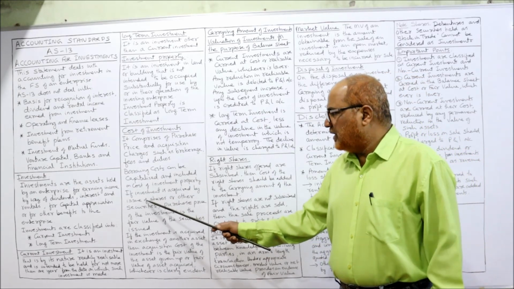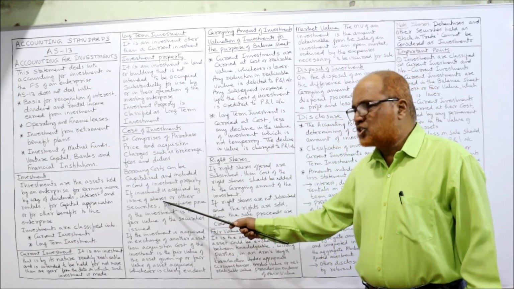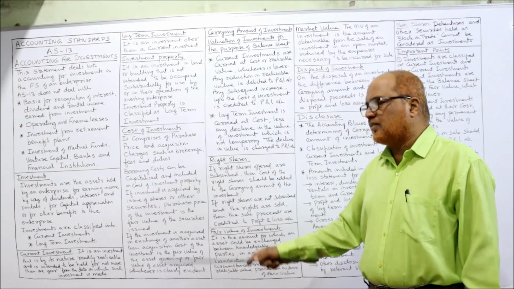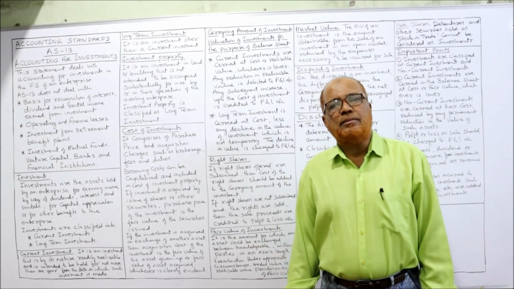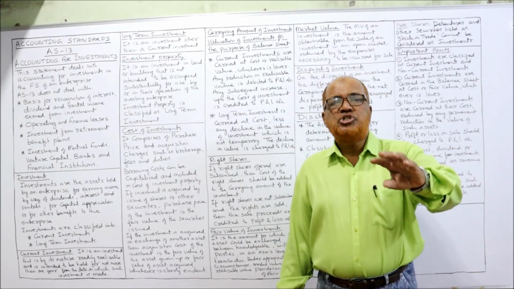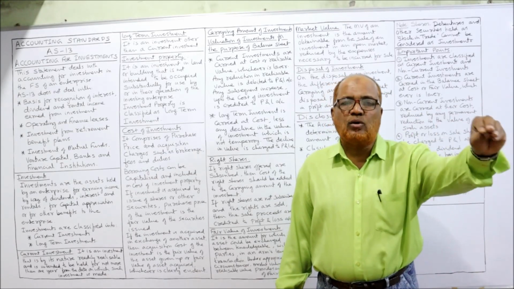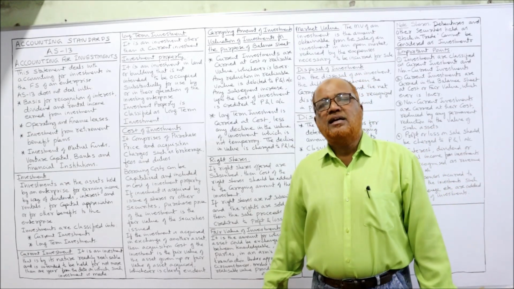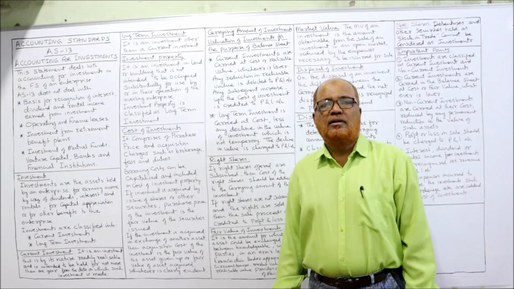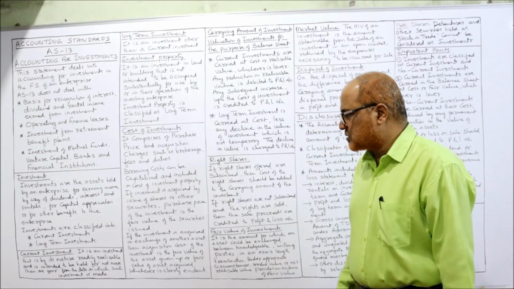Borrowing cost. If investment is acquired by issue of shares or other securities, purchase price of investment is a fair value of the securities issued. Sometimes investments are purchased and in return shares are issued or any other securities are issued. In that case, we will find out what is the market value of those securities. That is the cost of the investment.